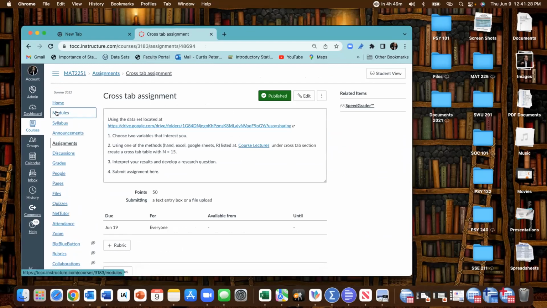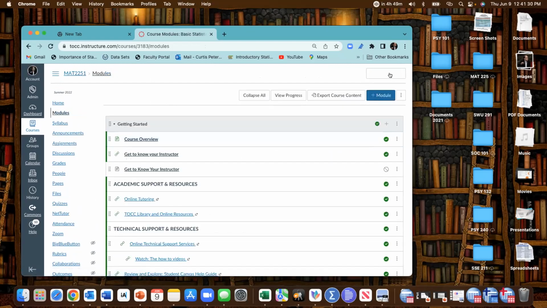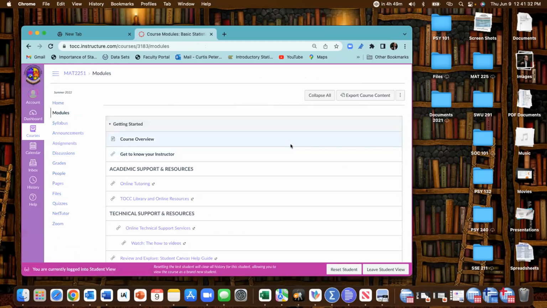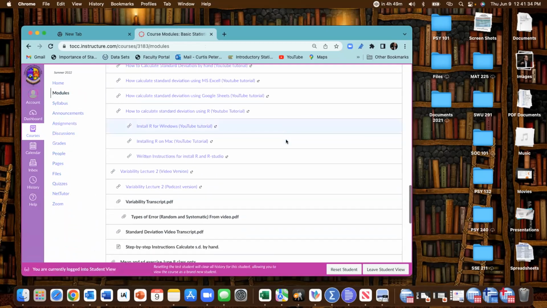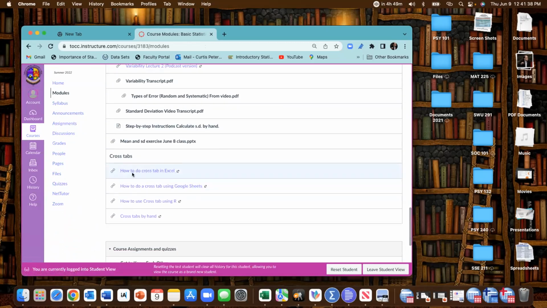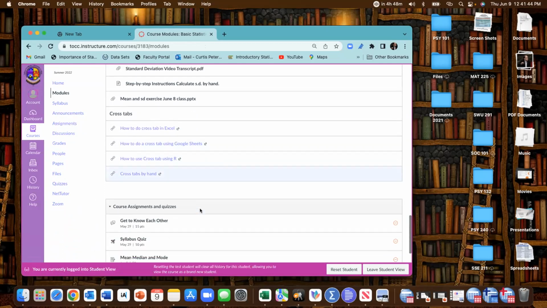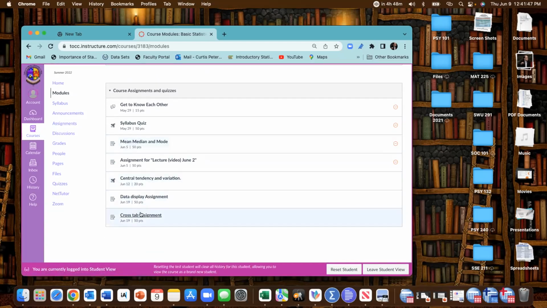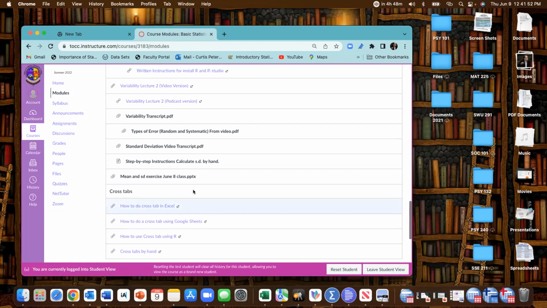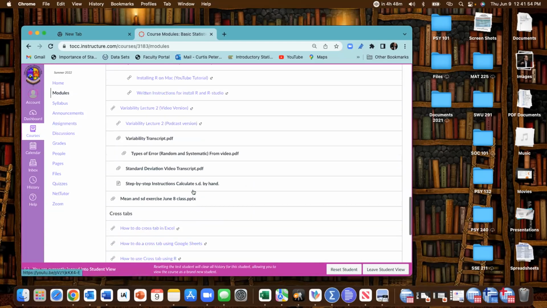And so if we go to the modules, just so everybody can see, and I'll put it on student view, okay, is the information I put right down here. So here's how to do crosstabs in Excel, how to do with Google Sheets, with R, and by hand. And then I'll put the lecture right here as well. And then here are the two assignments in the assignment section. Okay. All right.